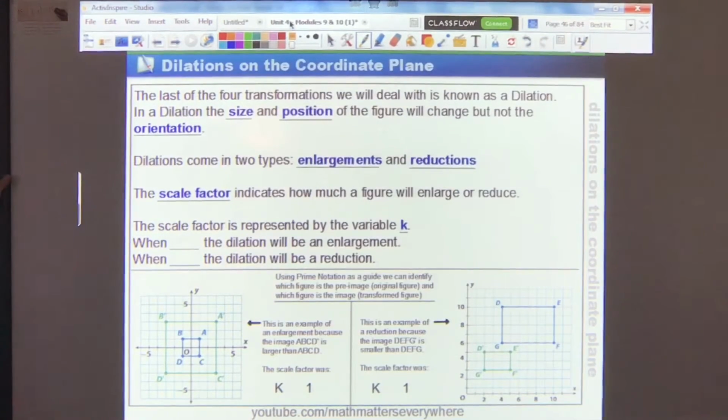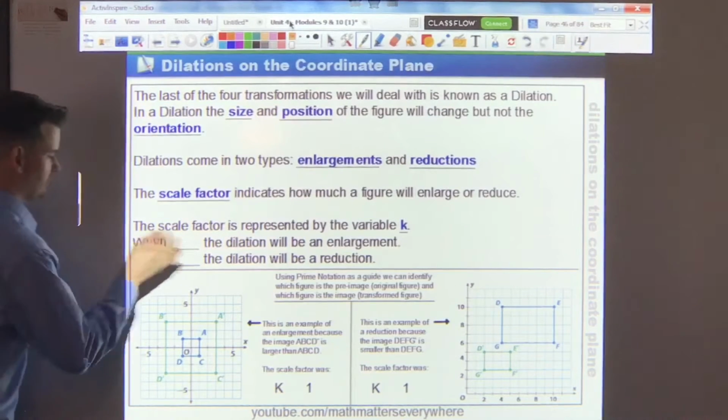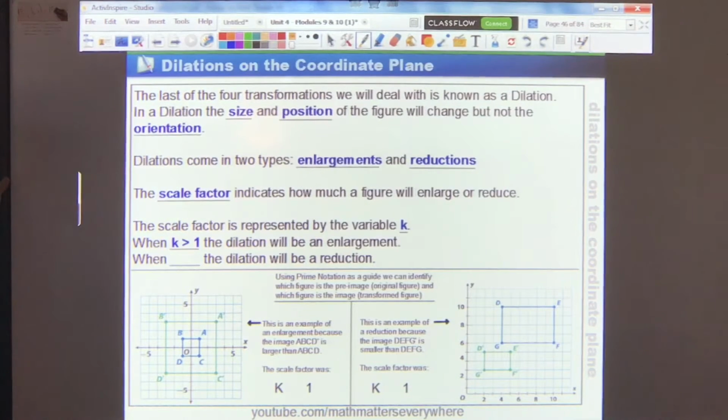Okay. So, when K, the scale factor, is greater than 1, that will be an enlargement. So if you're ever presented with a scale factor that is greater than 1, like 2, 3, 4, 5, 6, 7, that is going to be an enlargement. The figure will get bigger. When K is less than 1, the dilation will be a reduction.